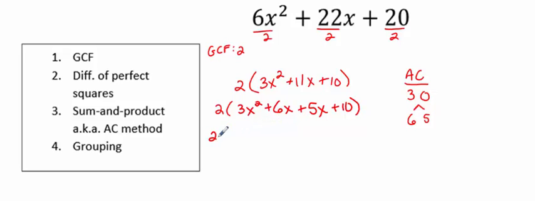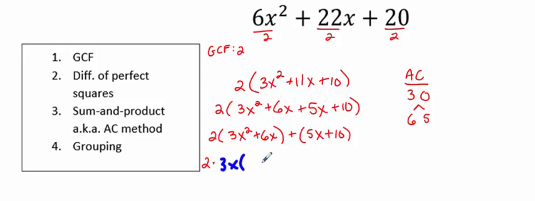Now, this is the grouping part, so we're going to go with 3x squared plus 6x. And then over here, we're going to have 5x plus 10. Group those together. Now let's go with 2 times. Keep that 2 by itself there. I'm going to go with color coding this now. Pull out or factor out a 3x. And inside here, we're left with x plus 2. In here, I can factor out a positive 5, and I'm left with x plus 2.